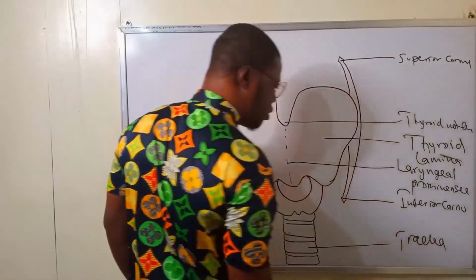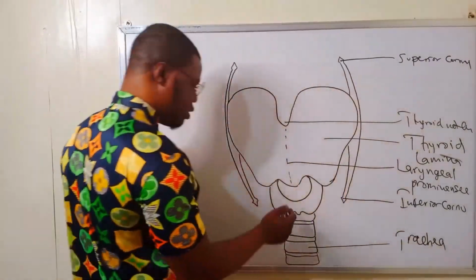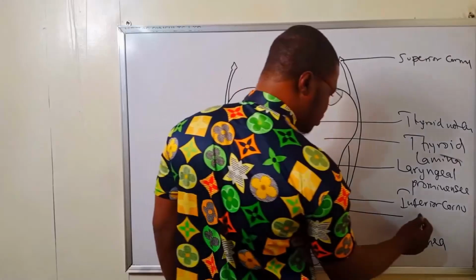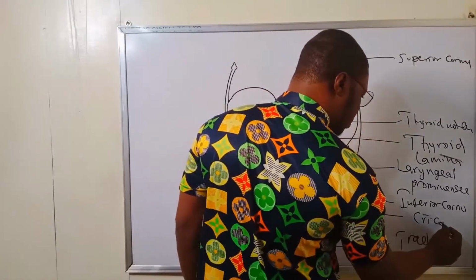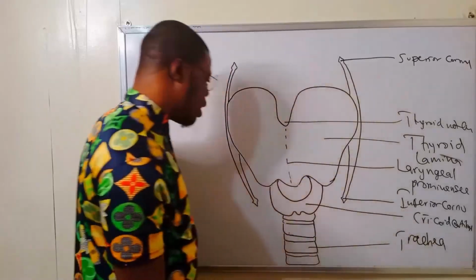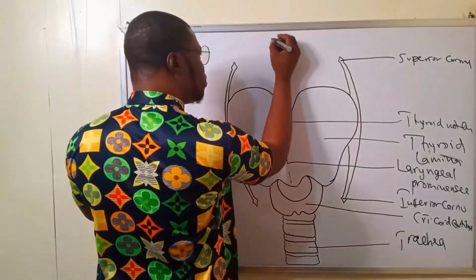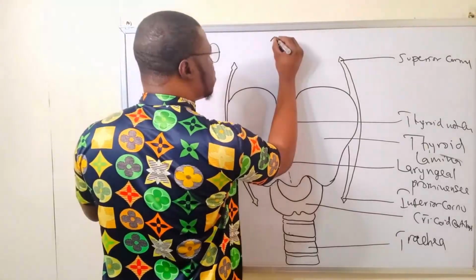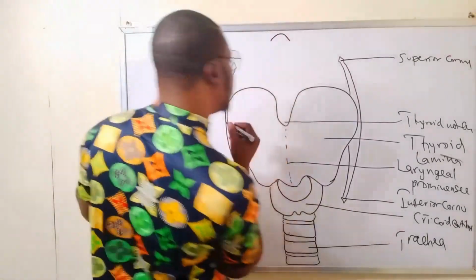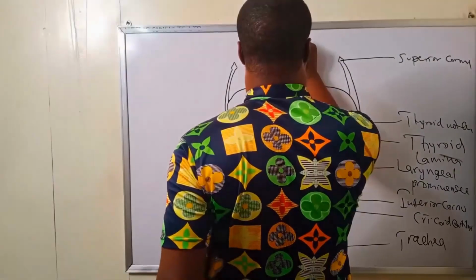The trachea, we have an H between this. So then this structure is what? The cricoid cartilage. The cricoid cartilage. Now what next? Let's connect it with the hyoid bone. So you can just do this. It must be at the center, the middle, sorry. So that's it.